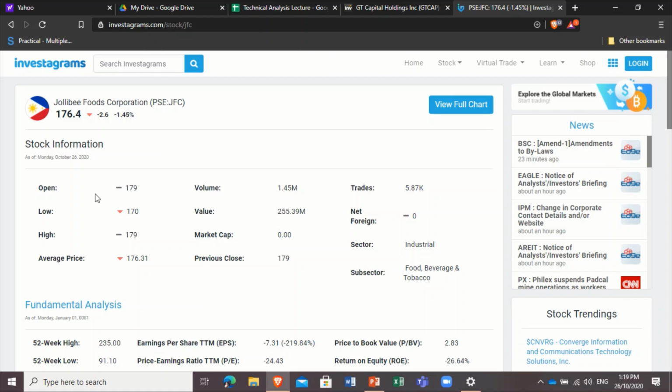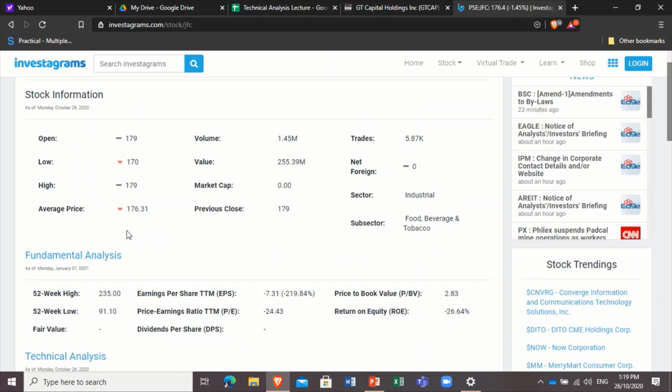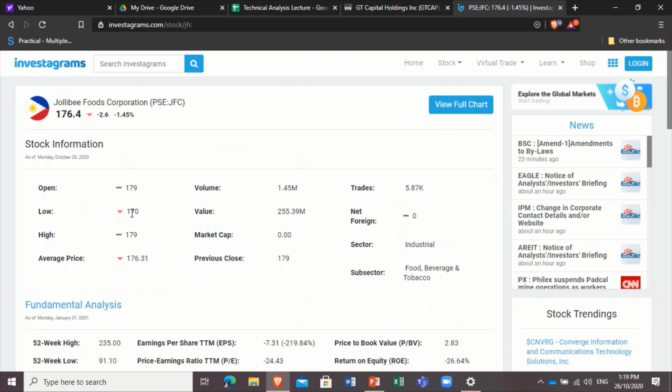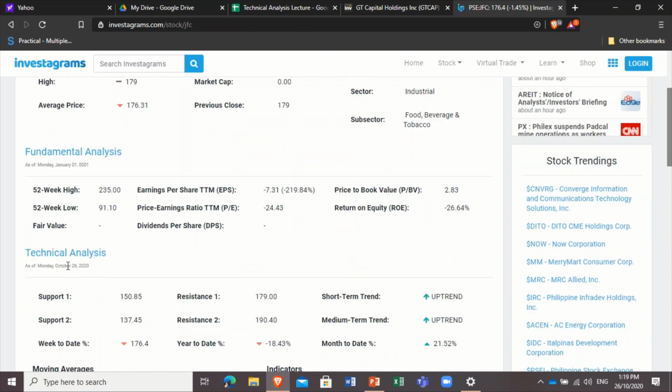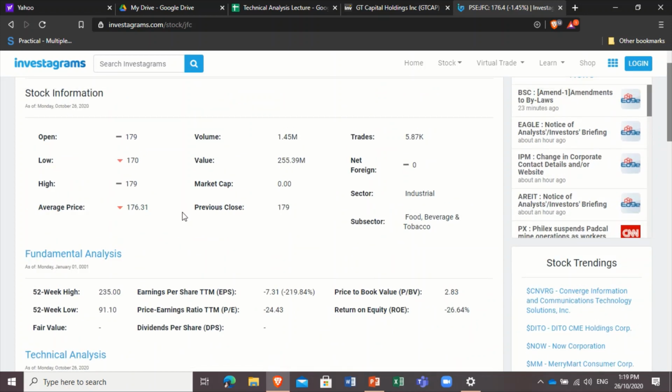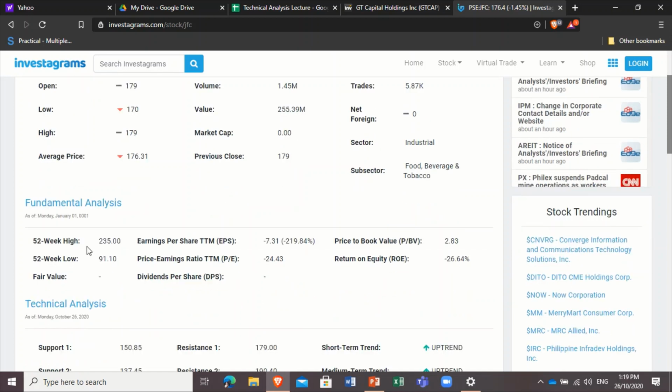And what else? I think yun lang naman yung elements ng electronic board. But aside from that, meron pa tayong mga ibang terminologies that stock traders or stock analysts use to help them predict the movement of the market. And it's what we call the 52-week high and the 52-week low price.